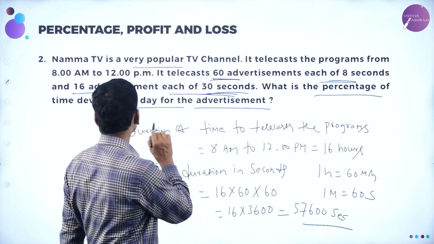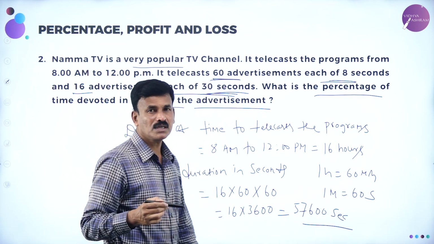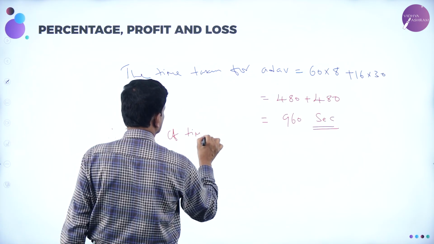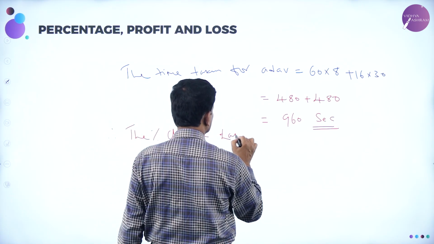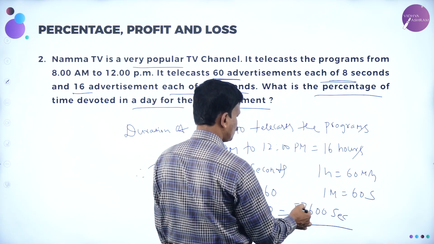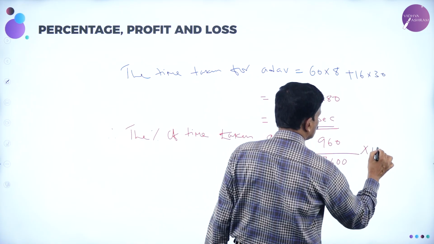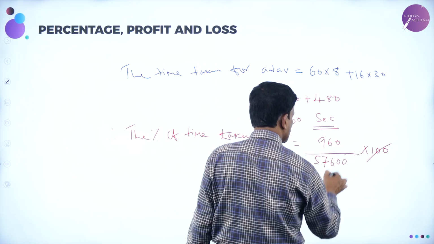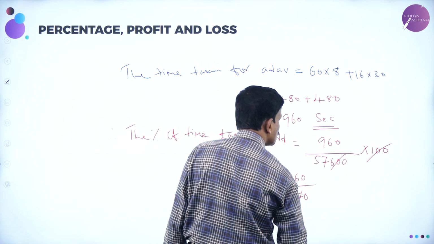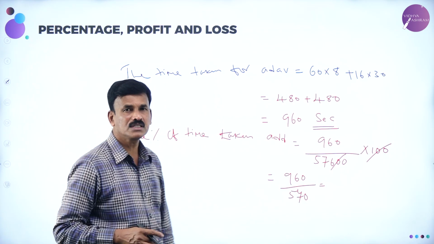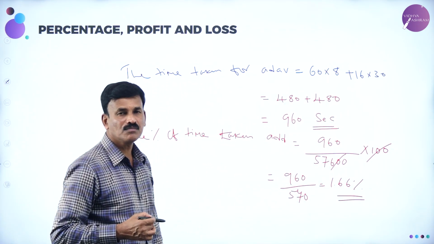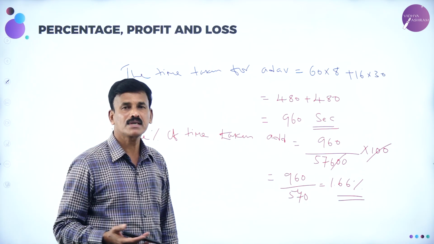Now what is required? What is the percentage of the time devoted in a day for the advertisement? The percentage of time taken for advertisement is equal to 960 divided by 57,600 into 100. These two zeros get cancelled. What is left over is 960 divided by 576, which is nothing but 1.66%. So the time taken for the advertisement is 1.66%. That's it. Hope you followed.